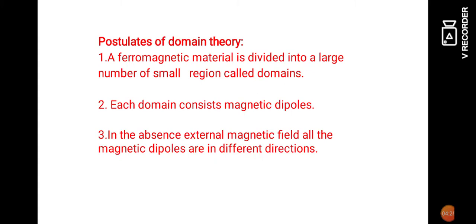Now let us see the postulates of domain theory. The first point: a ferromagnetic material is divided into a large number of small regions called domains. Each domain consists of magnetic dipoles. Second, each and every magnetic domain is separated by a small wall. It is called the domain boundary or domain wall. Third point: in the absence of an external magnetic field, all the magnetic dipoles are in different directions so that the net magnetization of the material is 0.